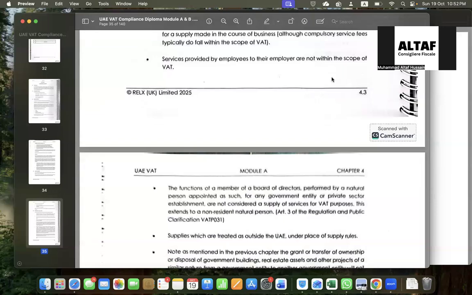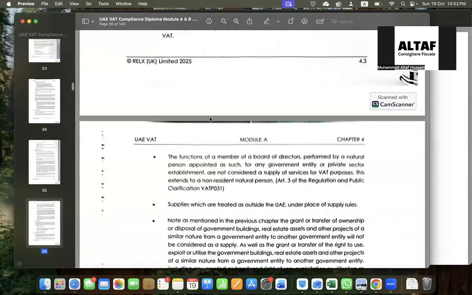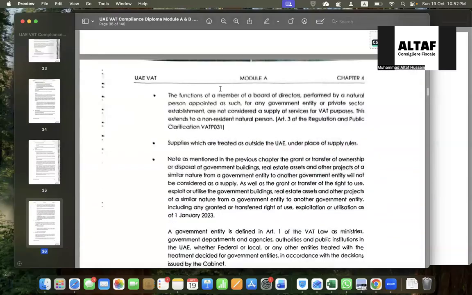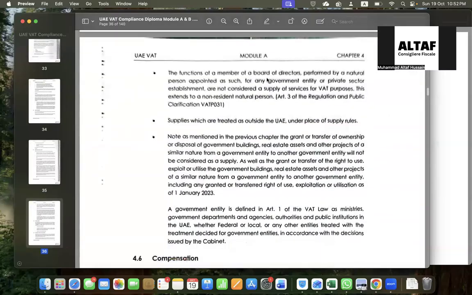So that's not an independent capacity, that's a dependent capacity. So that's why it is out of scope. The functions of a member of a board of directors performed by a natural person appointed as such for any government entity or private sector establishment are not considered a supply of services for VAT purposes. This extends to a non-resident natural person. So board of directors services are also out of scope.